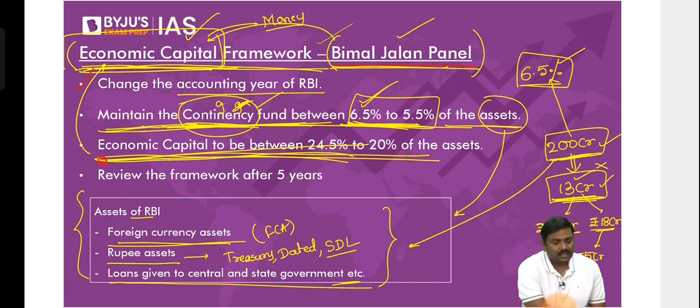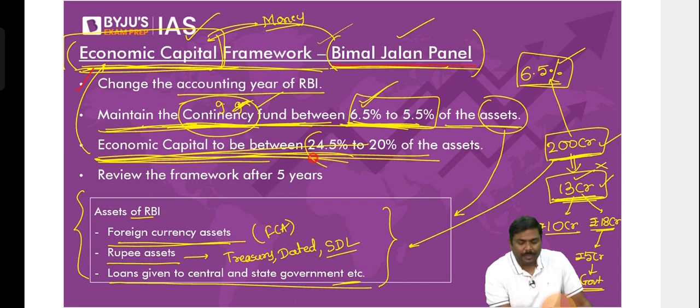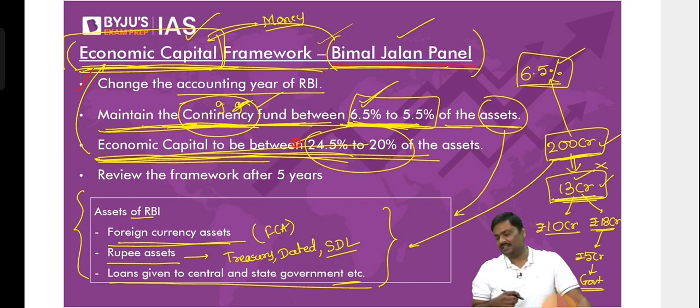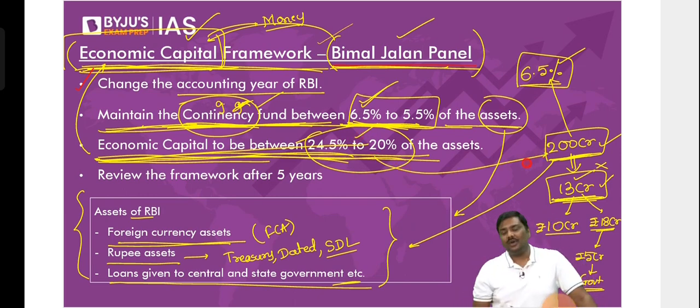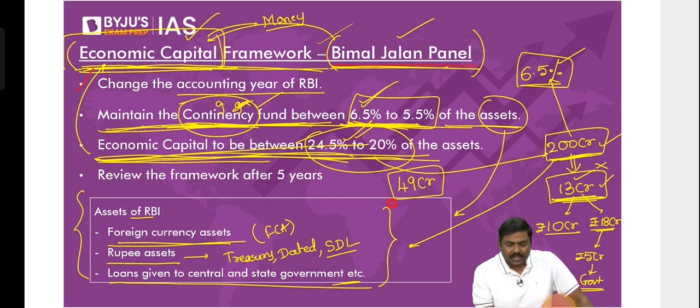So what this committee says is the total amount of money that you're supposed to hold should be in the range of 20% to 24.5% of the assets. Again, same logic. Imagine your assets are worth 200 crore rupees. If you take 24.5%, then it becomes 49 crore rupees. The total money that you're supposed to keep with yourself should be 49 crore rupees.